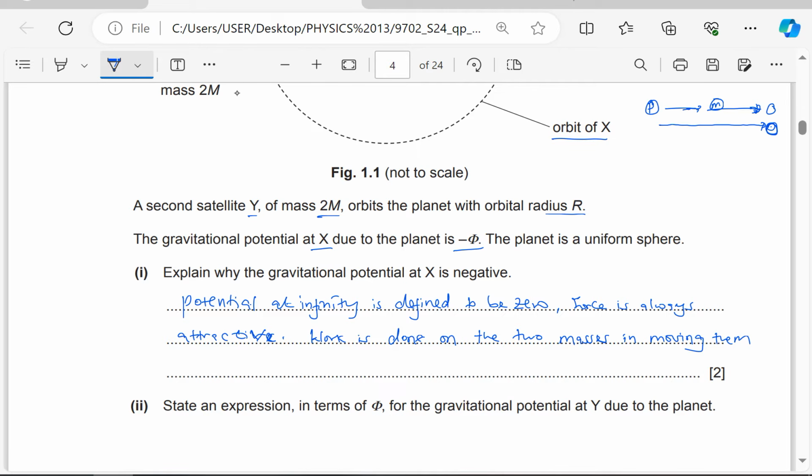When you move a mass close to the Earth's surface, you are removing work from the mass. That's why the gravitational potential energy decreases. But when you take a mass away from the Earth's surface, you are adding work onto that mass. That's why gravitational potential energy increases. So work is done on the two masses in moving them apart.